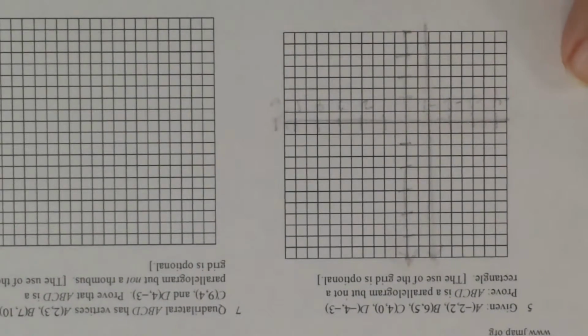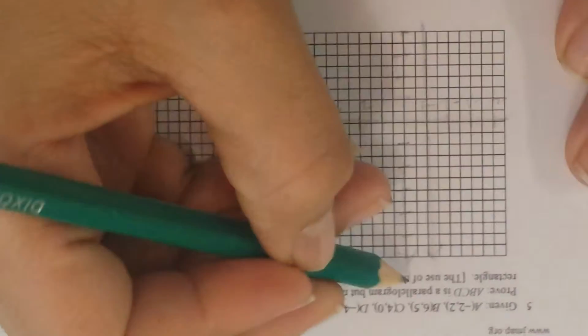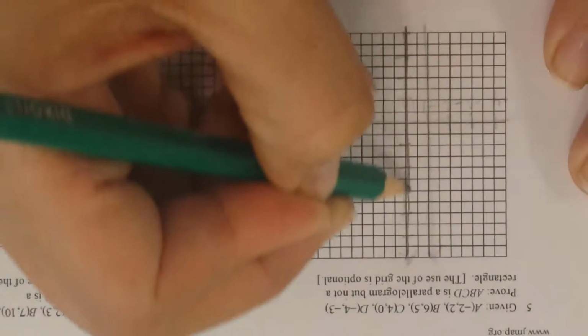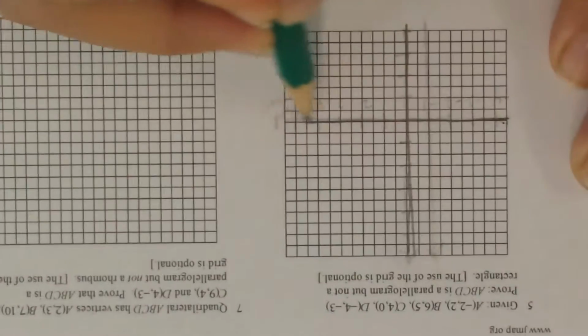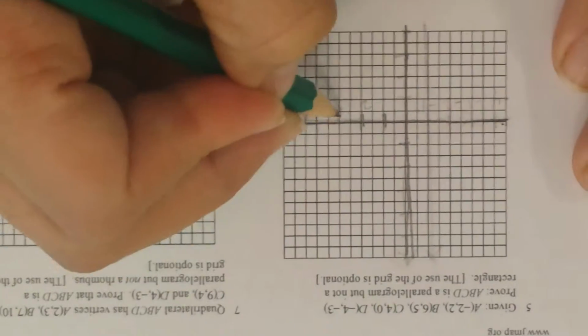All right, so given this, prove it's a parallelogram but not a rectangle. So I'm going to go ahead and draw it. I'm going to kind of estimate where it goes. I'm going to make 2 boxes. You can make 1 if you want to. I'll make 2 boxes equal to 1.